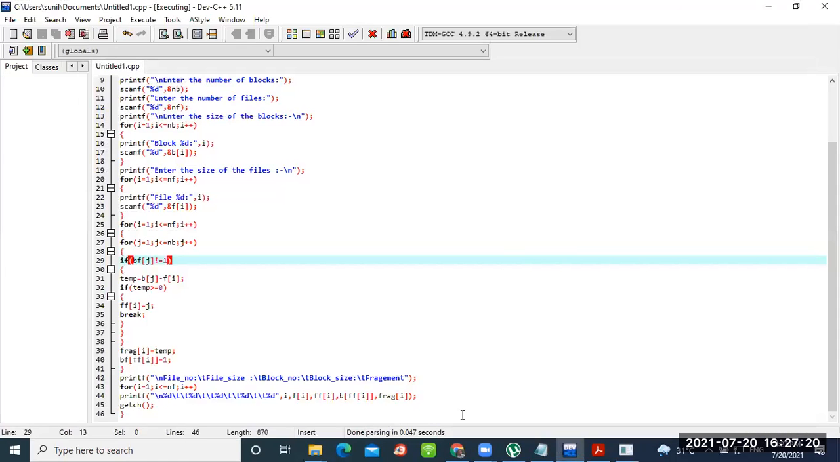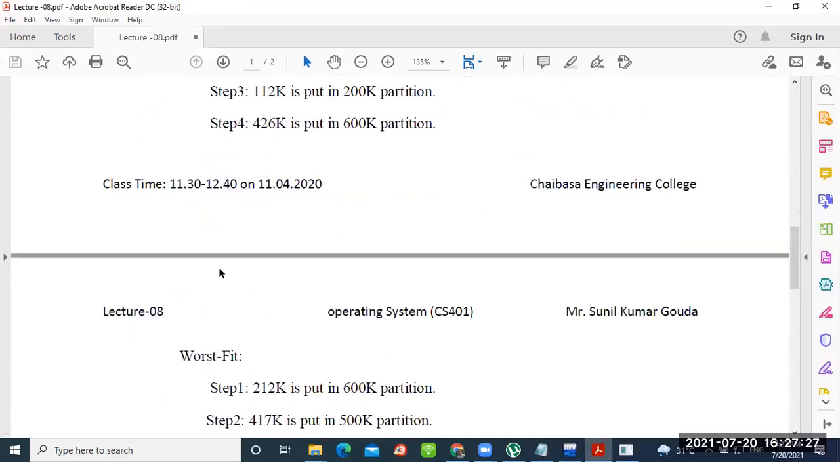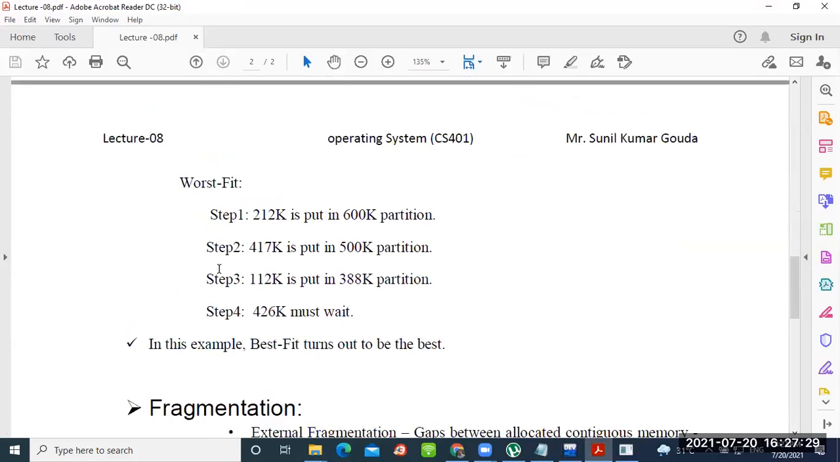Okay. So anyone with the answer of that question? What was the answer? Is the fourth process allocated? No, sir. Fourth process is not allocated. Fine.